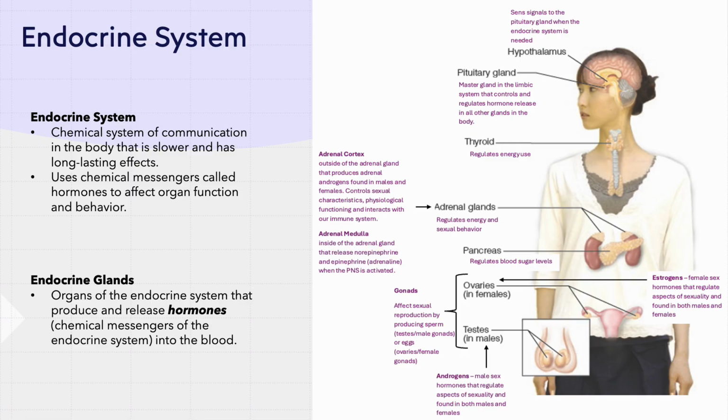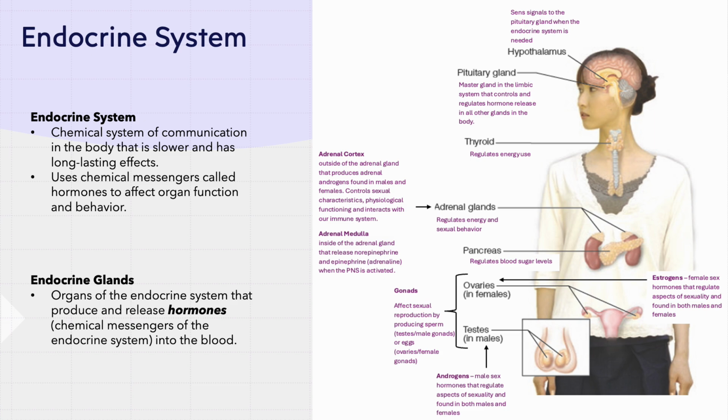An issue you can have with adrenal glands is called Cushing's syndrome, which is an adrenal gland disorder that causes issues with cortisol production. So that's what is released when we are stressed, and it can actually lead to mood issues. And next we have gonads, which basically affects your sexual reproduction by producing sperm in males or eggs in women. And you have ovaries or testes.